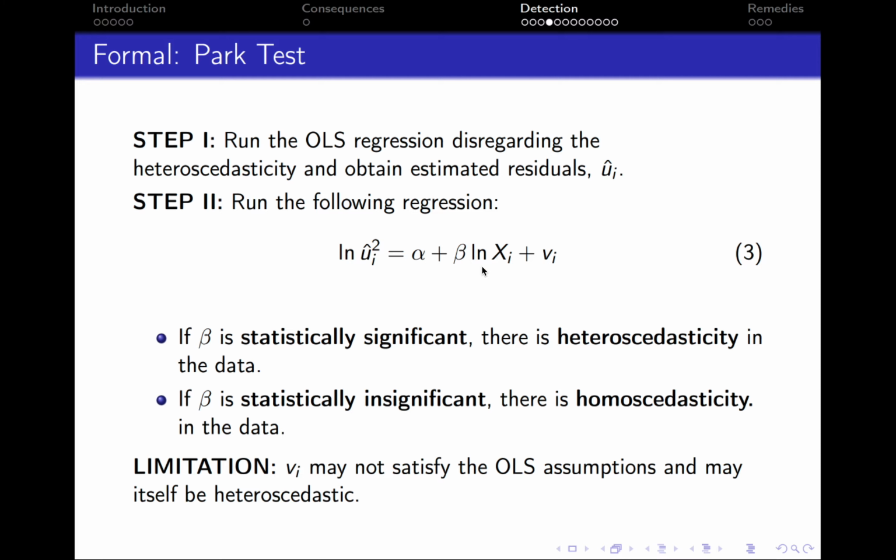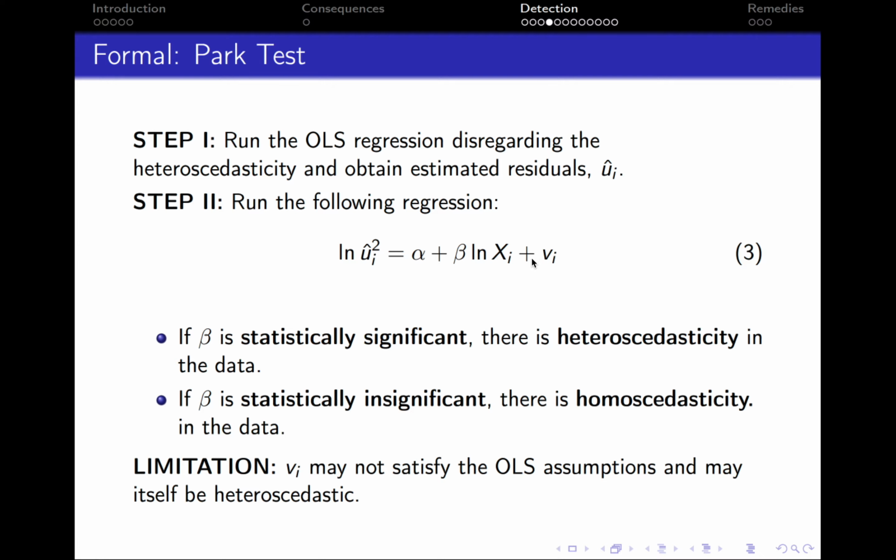And the decision rule is the following. So if beta, the coefficient, is statistically significant, so if it is different from 0, then we say that there is heteroscedasticity in the data. However, if beta is not statistically significant, or it is statistically insignificant, we say that there is homoscedasticity in the data set.